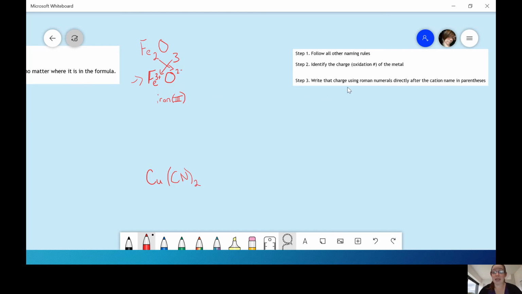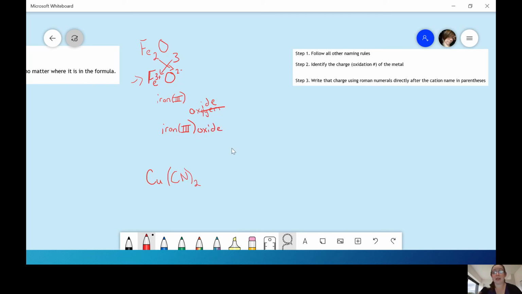Okay. And then my anion is oxygen. So we're going to go oxygen. Take off that ending, add IDE. Okay. So this is going to be iron(III) oxide.